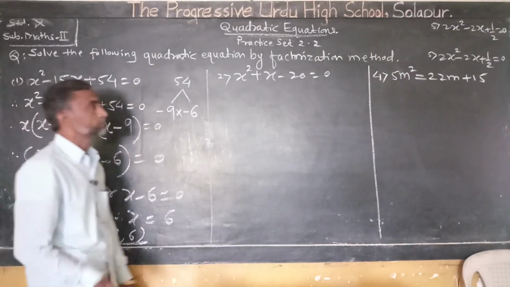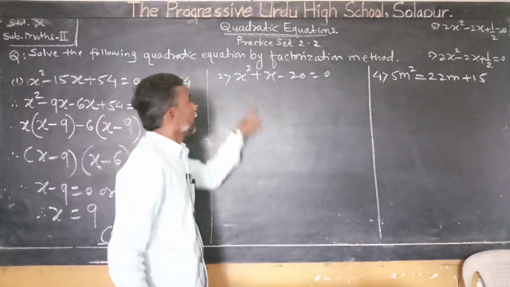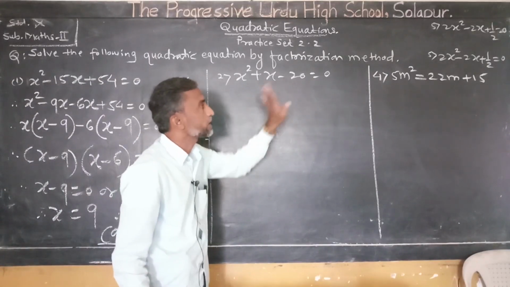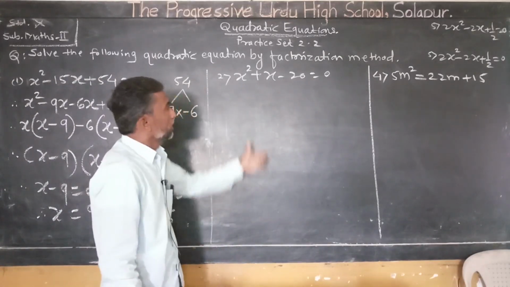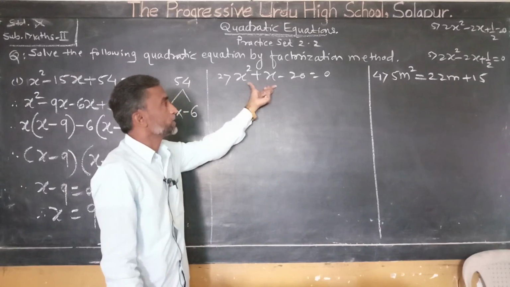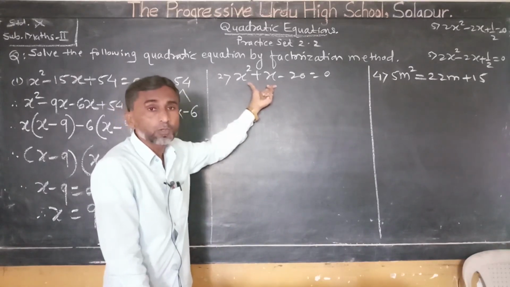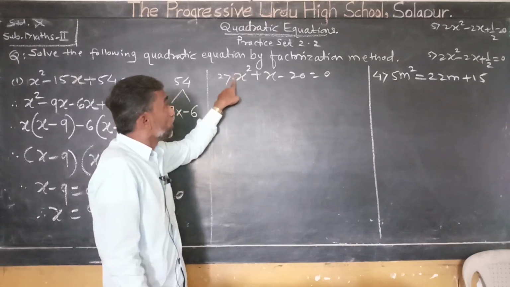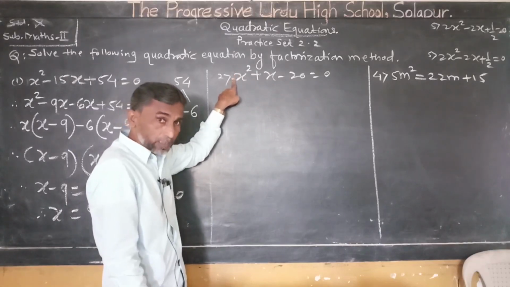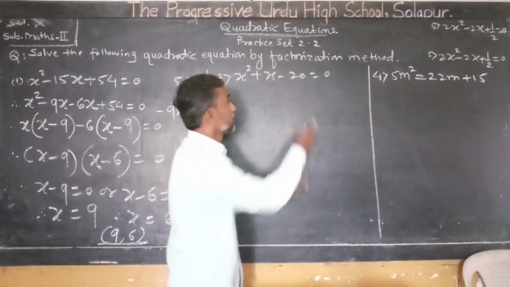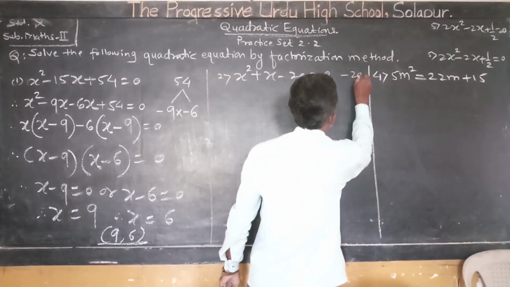Now the next one, the second one, x square plus x minus 20 is equal to 0. The given quadratic equation is already in standard form. And what should we do? See the quadratic coefficient first. If it is 1, 1 into the constant term, you will get the constant term, that is minus 20.